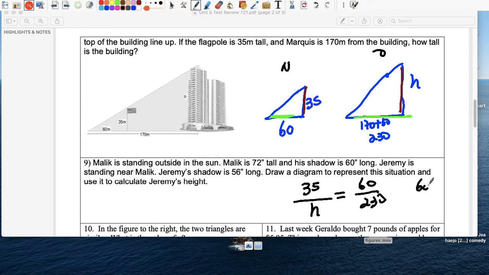Cross multiply, we get 60h equals 230 times 35, which equals 8,050. And we're going to divide both sides by 60, and h equals, rounded, 134.17 meters.